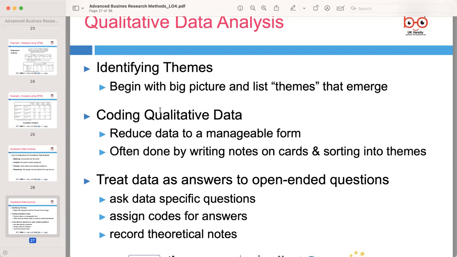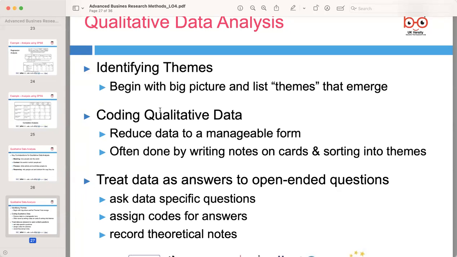Then coding qualitative data. Once we have identified the themes, we move on to coding the data. Coding is the process of assigning labels or codes to segments of data that are relevant to specific themes. So we break down the data into smaller parts such as sentences or paragraphs and assign codes to represent those parts.